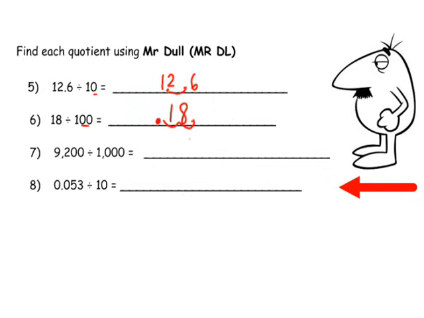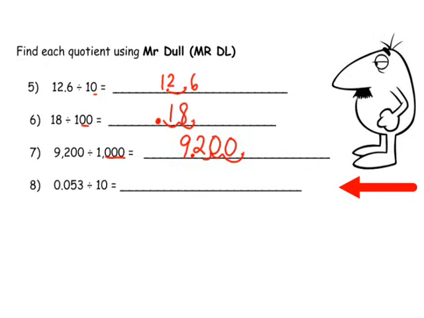In the next example, we have 9,200. I'm going to give it a decimal here at the end. And we're dividing it by 1,000. So I'm going to move the decimal 3 spots because there's 3 zeros. 1, 2, 3. So that would be 9 and 2/10.